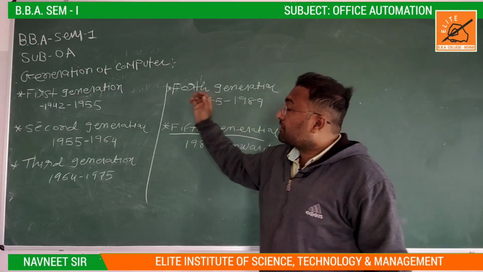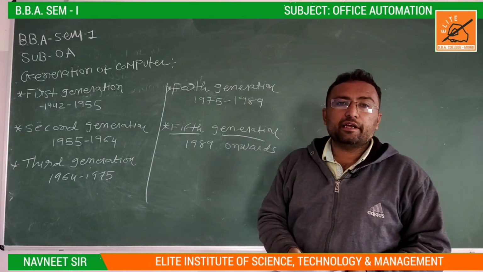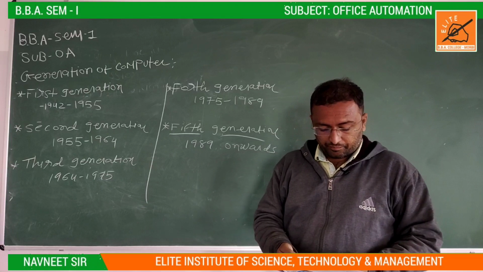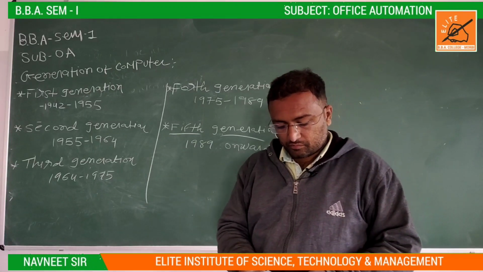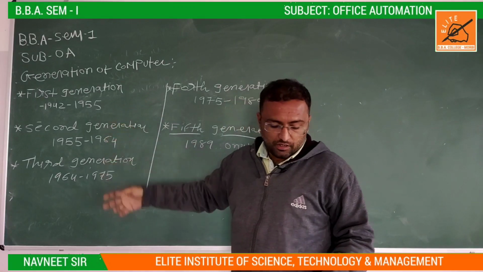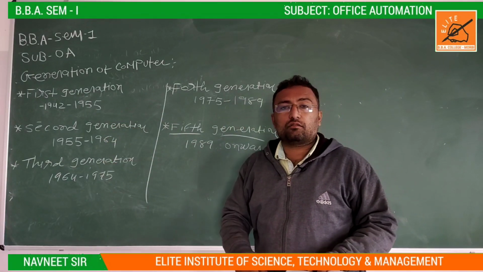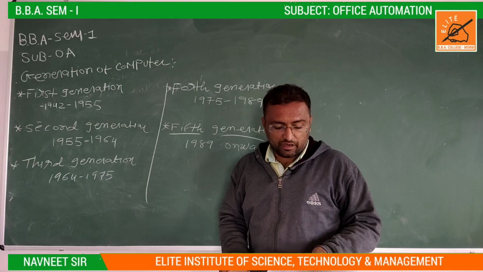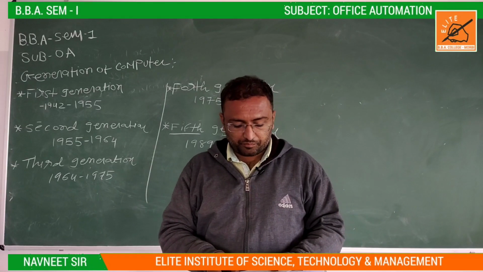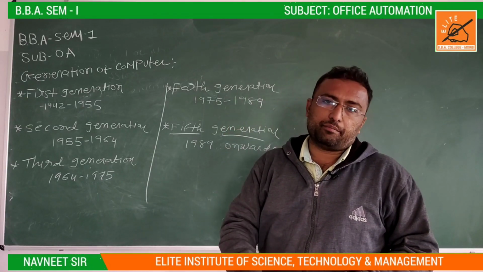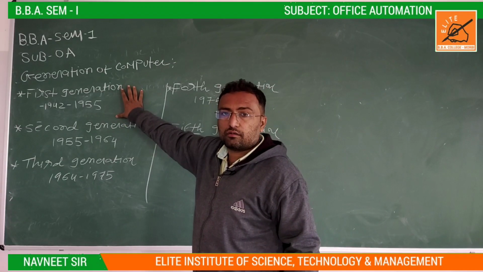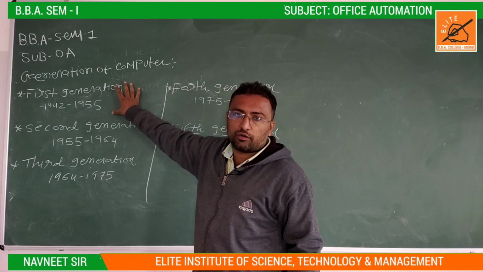And the first generation computer was very big in size, huge in size. It takes more time to process. It generates a large amount of heat, and input was based on punch card or paper tape. This computer used vacuum tube for its operation.